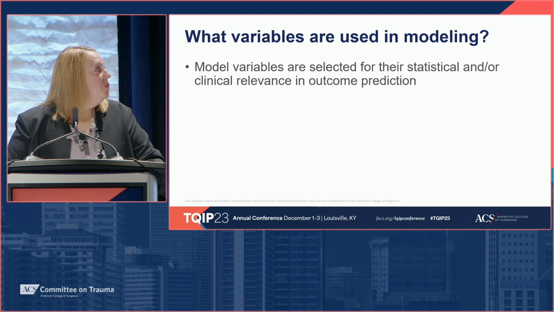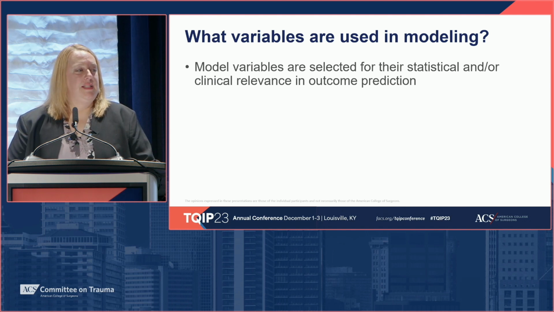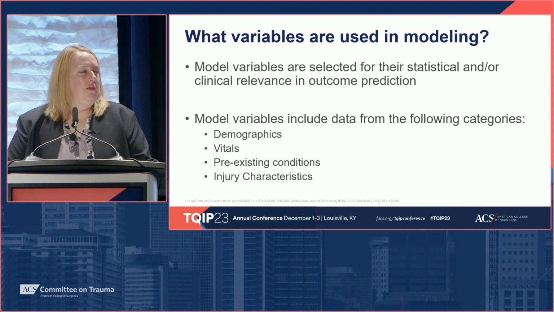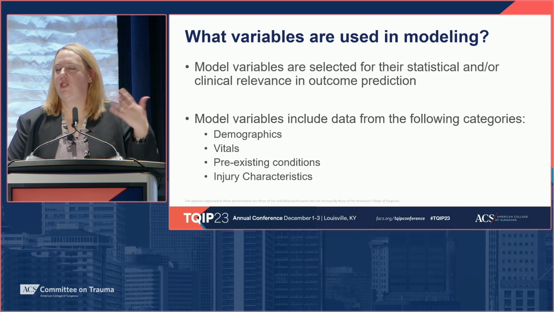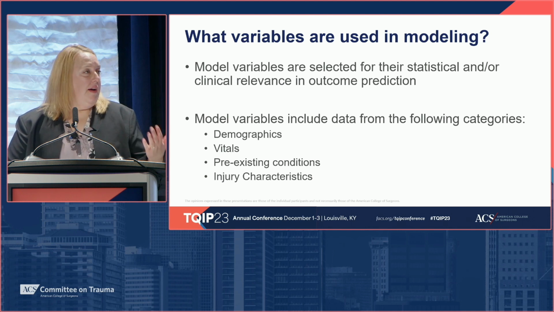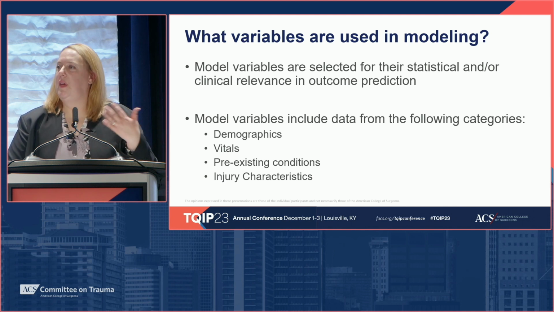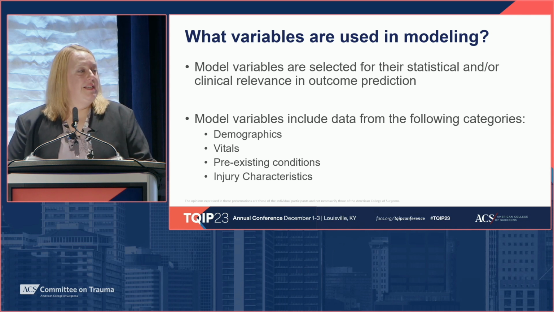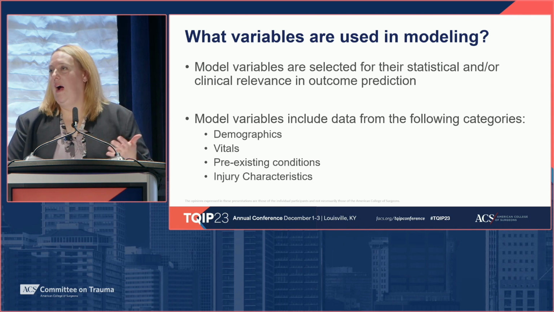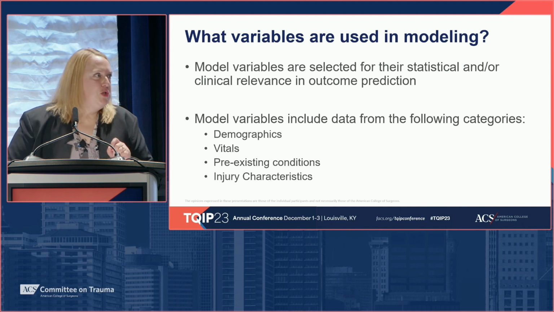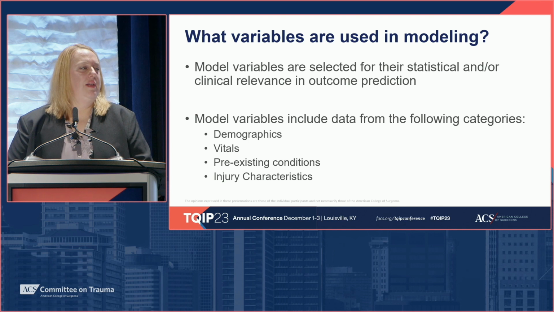What variables do we use in our models? This is a question we get sometimes. So model variables are selected for their statistical and/or their clinical relevance in outcome prediction, and we can loosely group them in the 4 categories that are seen here. So we have demographics, things like age and sex, vitals upon admission in the ER, so initial SBP, initial pulse, pre-existing conditions, so the health of the patient prior to their injury, and injury characteristics themselves, and these are obviously super important. I'm going to talk a little bit more about these.